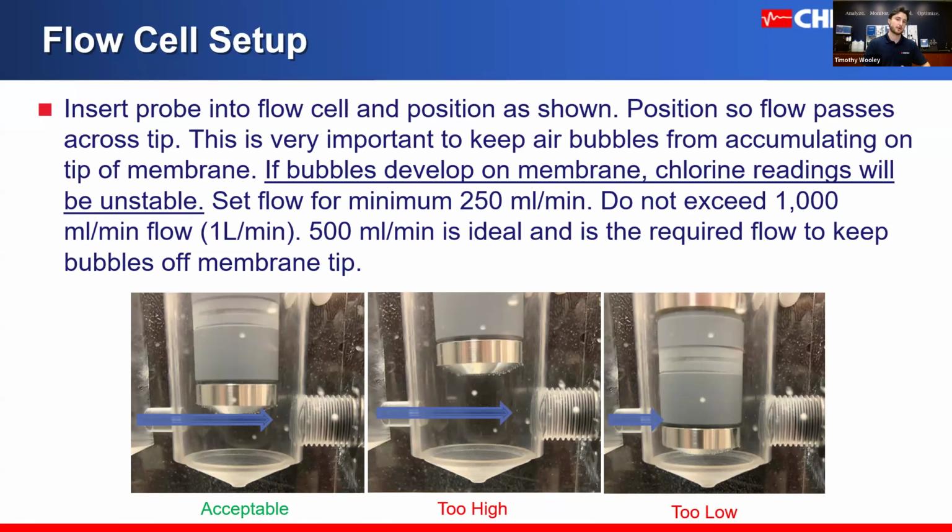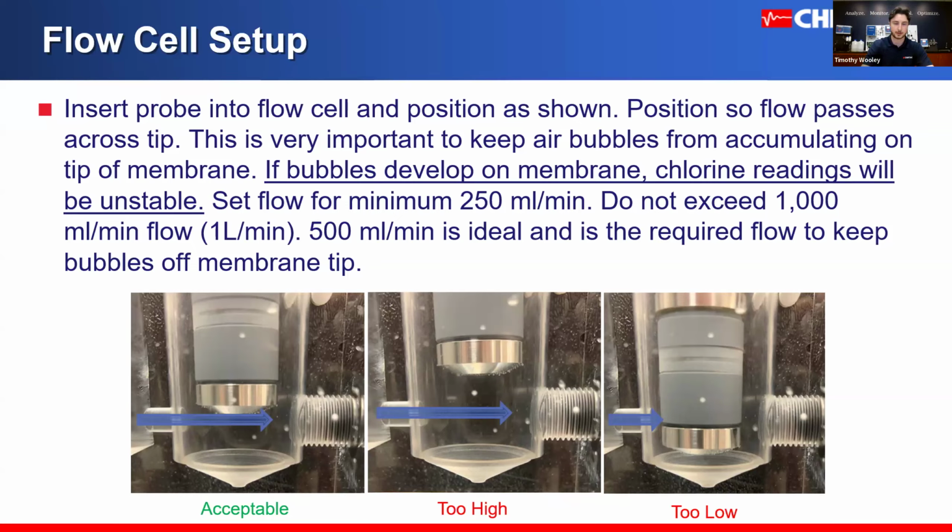Here, these pictures show when it is installed a chlorine probe that might be placed a little bit too high or a little bit too low, and you want to have that flow going directly across the membrane surface. This prevents bubbles from forming on that membrane surface, which could result in inaccurate readings.